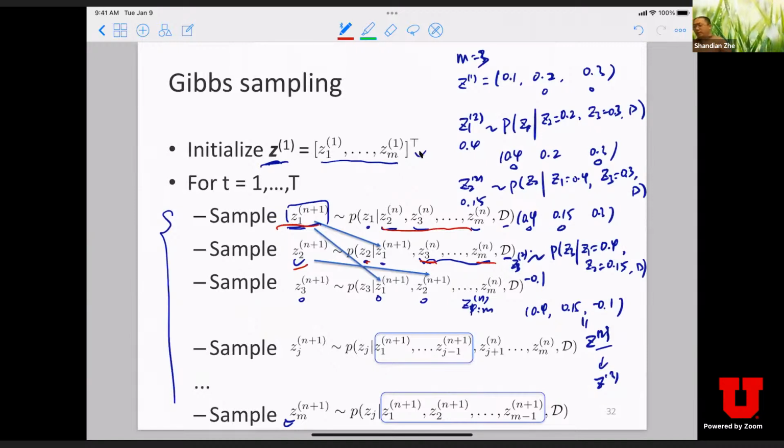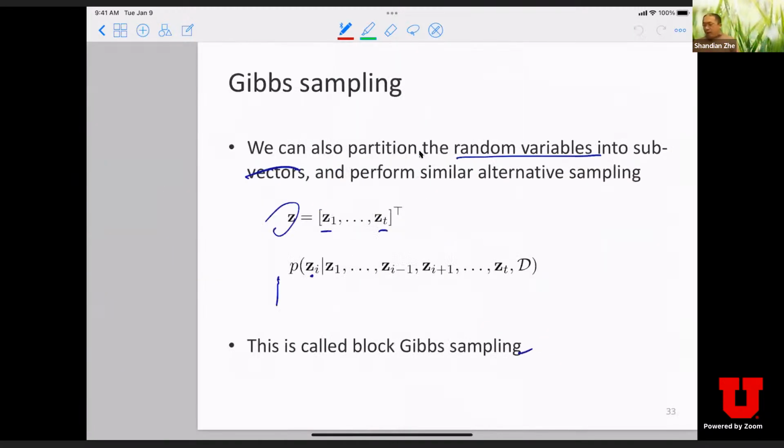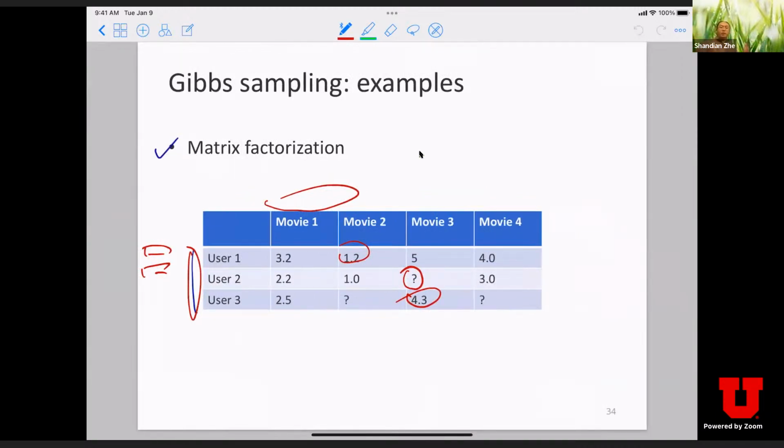Similarly, you just condition on all the current samples of the elements in Z other than the target variable, and use the conditional distribution to generate the new element, until you're able to update every element sample in your random variable. Then you generate a new sample for your whole variable vector Z. So just keep doing this, right? We have shown one particular application where Gibbs sampling is very convenient, like matrix factorization, right?